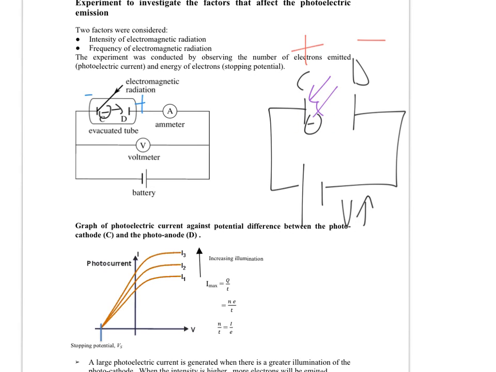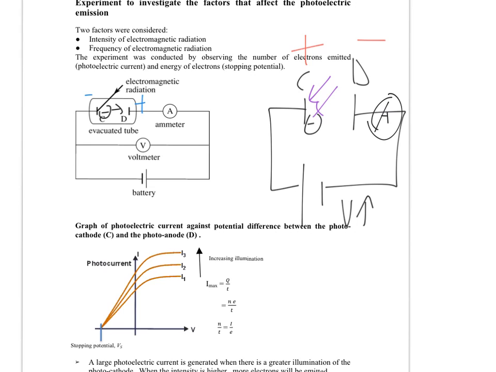Can you see? So you keep increasing this voltage until there's no more current being detected here. Because remember your ammeter is here. So the moment your ammeter shows you a 0 reading, it means that now there's totally no current flowing. That means what? You have stopped the most energetic electrons.